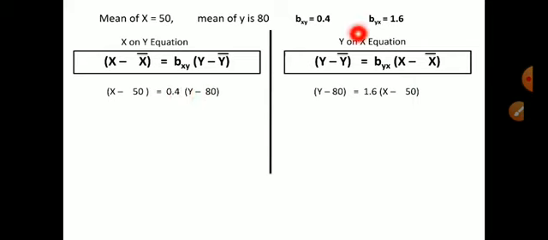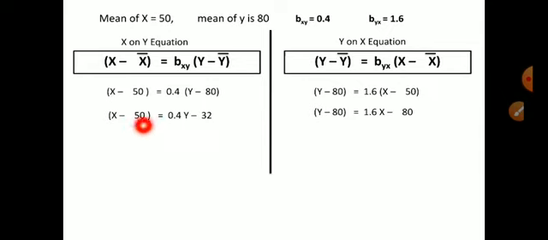Now what we have to do? We have to multiply 0.4 into y and 0.4 into 80. 0.4 into y will be 0.4y, and 0.4 into 80, that is 32, I believe. Similarly, see here, we multiply 0.4 into y, 0.4y, and 0.4 into 80, that is 32. Similarly here, 1.6 into x is 1.6x, and 1.6 into 50 is nothing but 80. Okay, what are we going to do now?